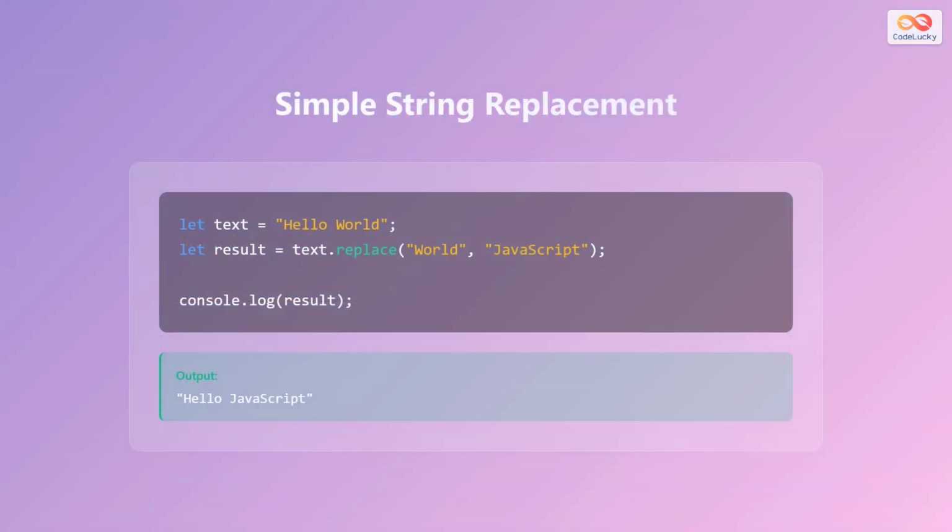Let us look at a simple string replacement example. We declare a variable text and assign it the string hello world. Then we declare a variable result and assign it the result of calling the replace method on the text variable, replacing world with JavaScript. Finally, we print the result to the console, which outputs hello JavaScript. This example demonstrates a basic string replacement.